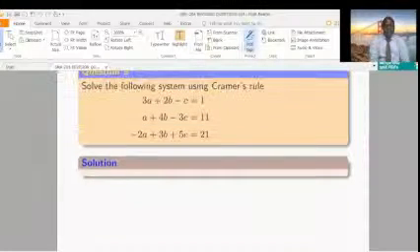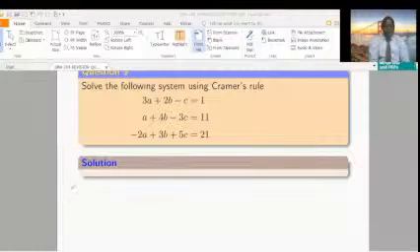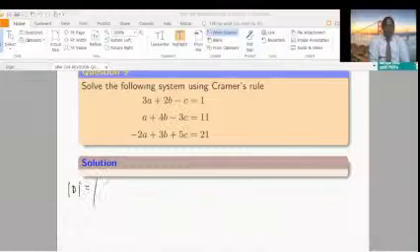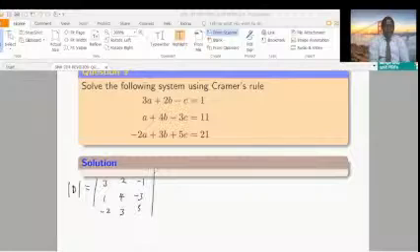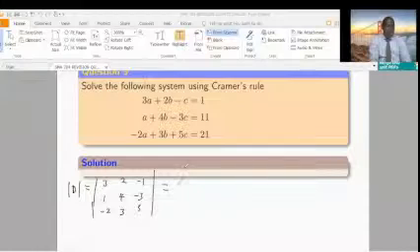So let's find D. Let's find the determinant D, and this is the determinant of, I'm just writing these coefficients: 3, 2, negative 1, 1, 4, negative 3, negative 2, 3, 5. You know how to find the determinant of a matrix. So this determinant is 78. Just find it.